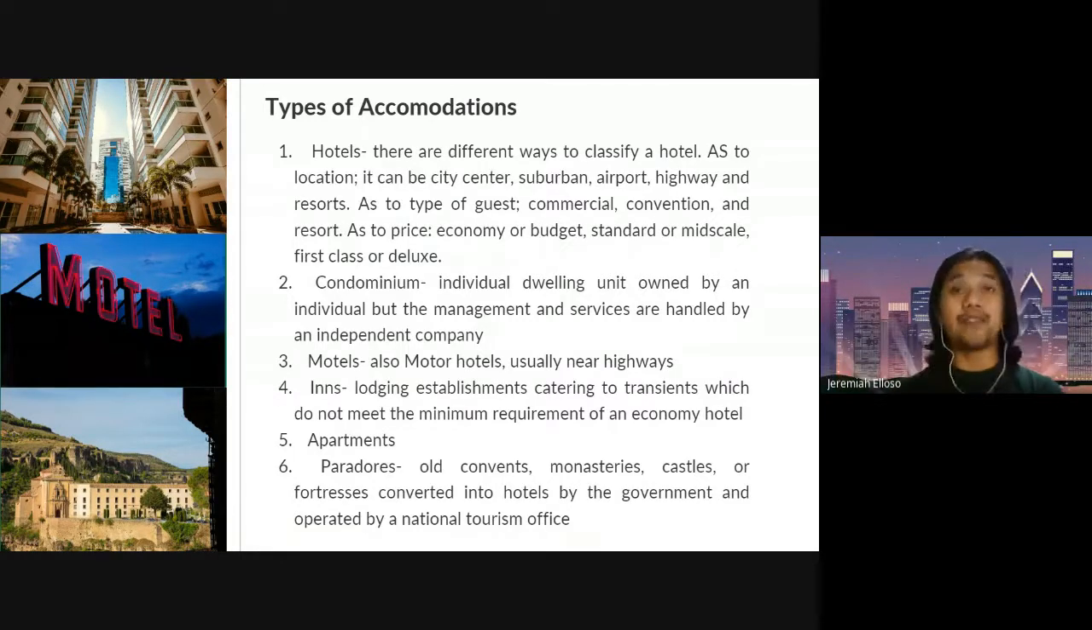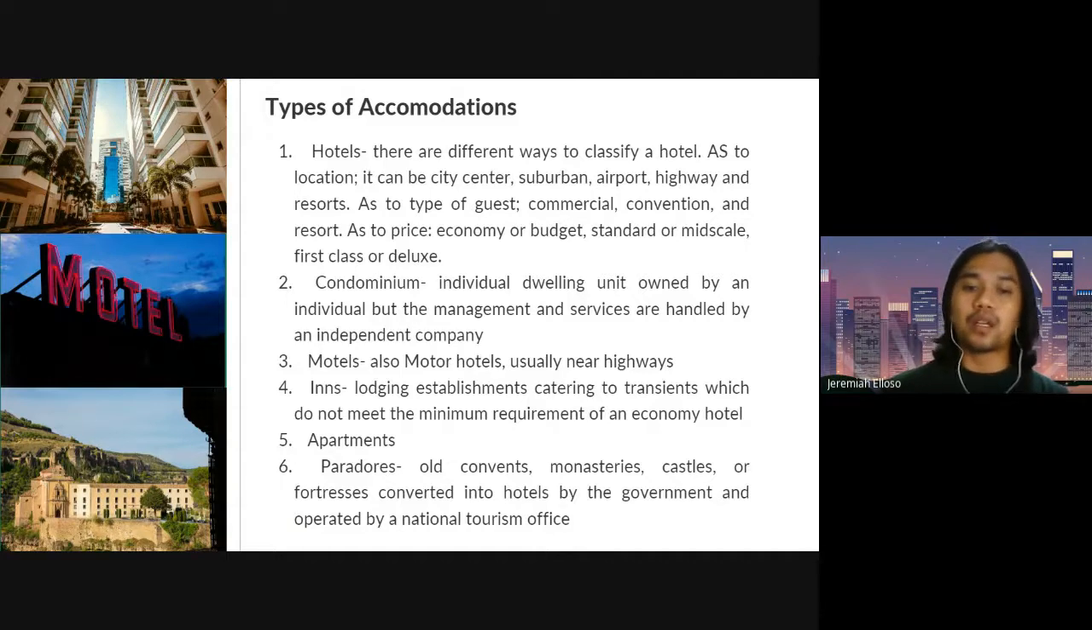The second type of accommodation is condominium. These are individual dwelling units owned by an individual, but the management and services are handled by an independent company. Of course, we're aware and familiar with condominiums. Usually, these are high-rise buildings situated in the metro area or highly urbanized area.